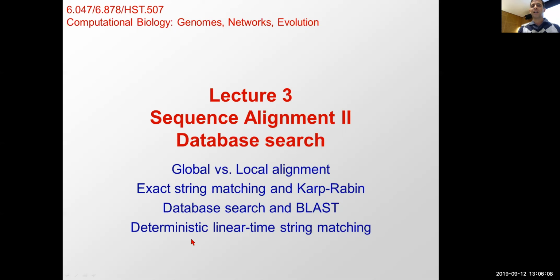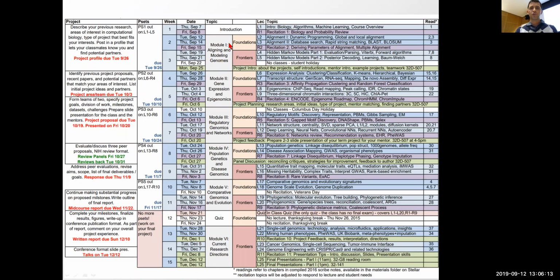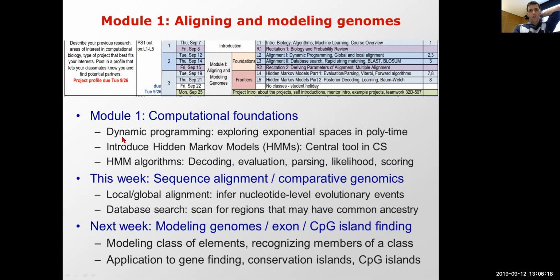So here's where we are. This is module two, aligning and modeling genomes. In this module, we're going to basically learn about dynamic programming, which we did already. We're going to extend dynamic programming today and also next week. And this week, we're going to learn about the difference between local and global alignment.